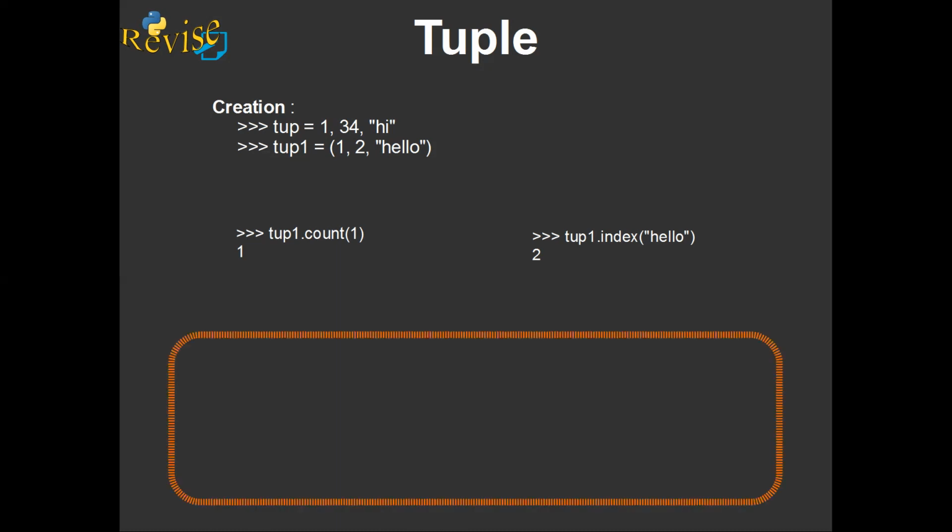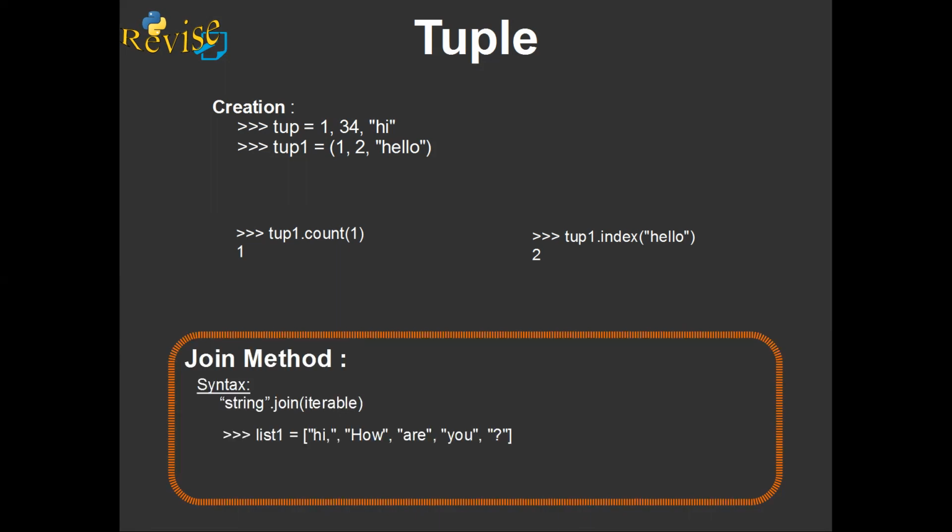Then we will talk about a special method called the join method, which works with iterables. This is the syntax of the join method: a string, dot join, and you pass an iterable to it, that is a list, set, or tuple. Here we are defining a list which contains the elements Hi, how are you, question mark. Pass it to the join method. Space is our string. We'll join it using a space. So this is the string you get. It converts a list into a string. This is all about list, set, tuple, and the join method.